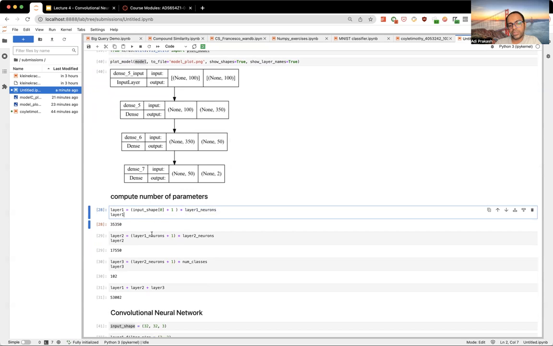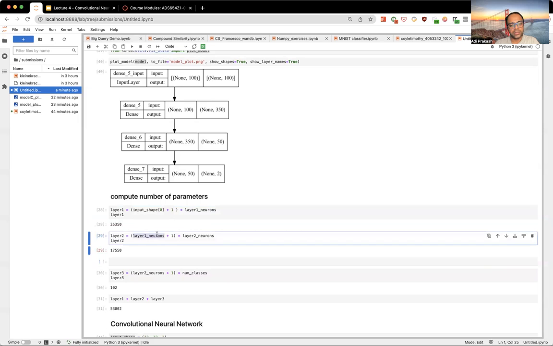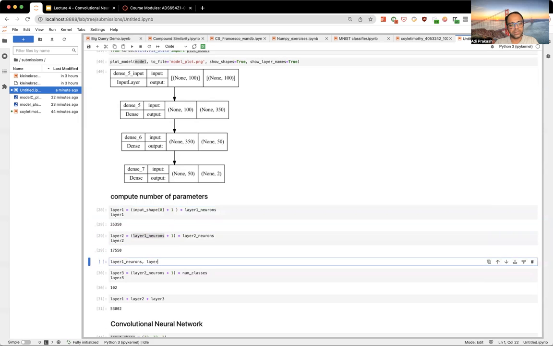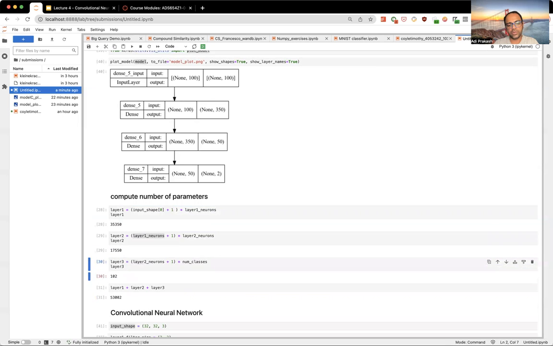For layer two, the input is the output of layer one. So that is layer one's number of neurons plus one, again for the bias, multiplied by layer two's number of neurons. If you want to double check, let's see the value of this and this: 350 and 50. So 351 multiplied by 50 is 17550, so we're on the right track.